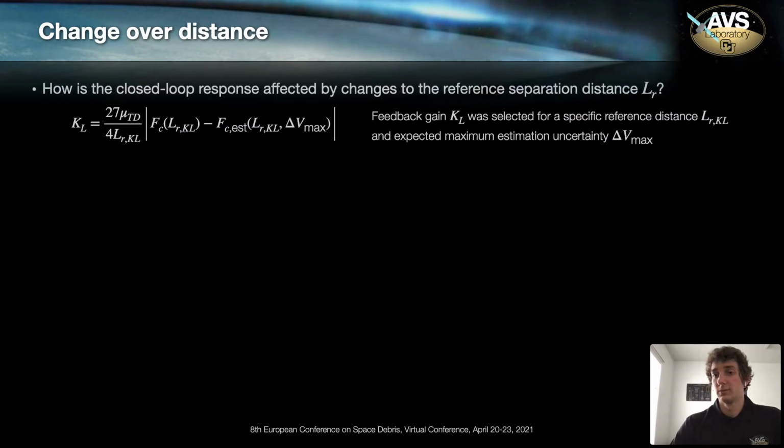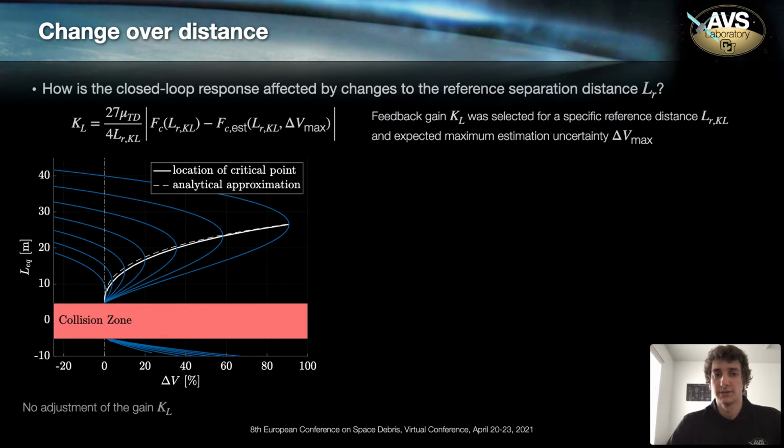So right now we've looked at one separation distance, or one reference distance, that was equal to 20 meters. But what happens if we increase or decrease the separation at the reference distance? It's worth noting that the feedback gain was selected for a specific reference distance LR. So if we change the reference distance without actually updating the feedback gain, then the corresponding equilibrium will be a lot different than in the previous case. And that's what's shown in the left figure right here.